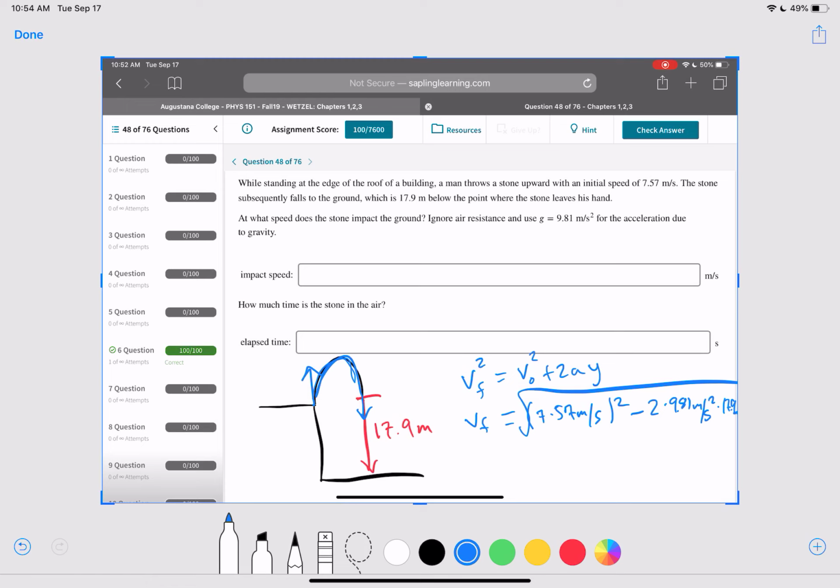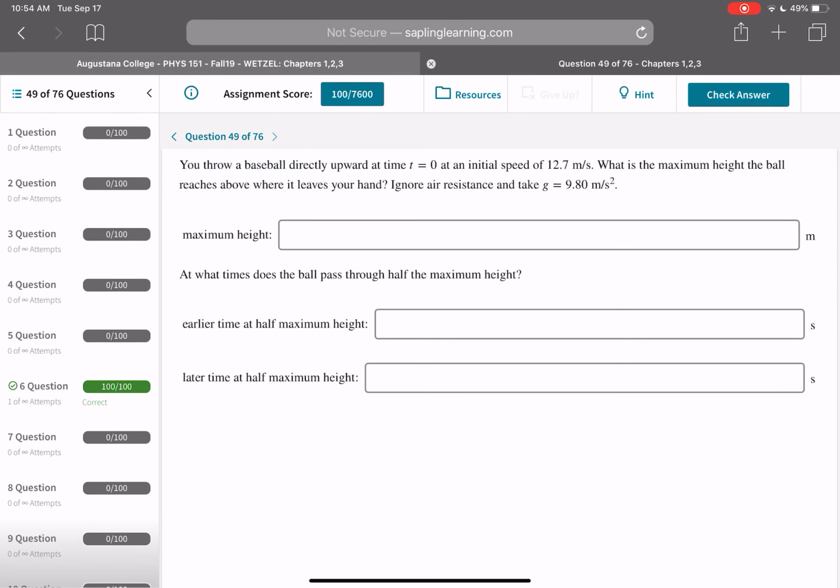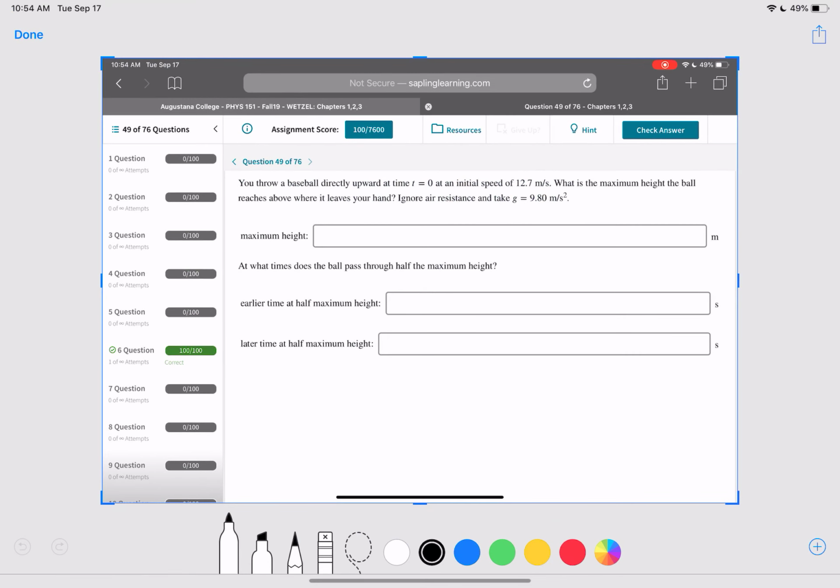Okay? How long is it in the air? Then you can do V final equals V initial plus AT, and you can solve for T. So V final minus V initial over G is going to be your T. Okay? Delete that. Next. Okay, you throw a baseball directly upward with an initial velocity of 12.7 meters per second.